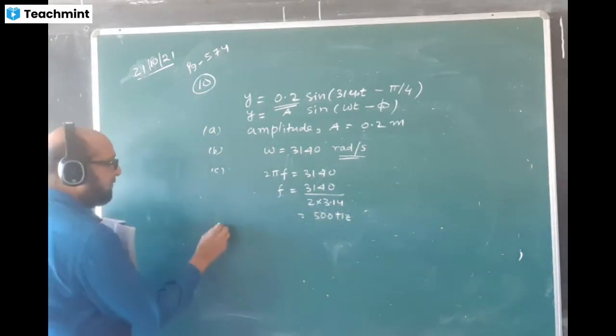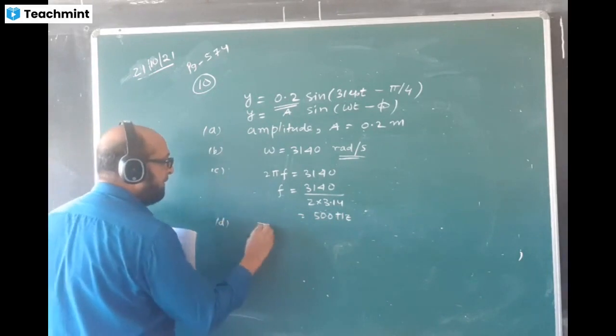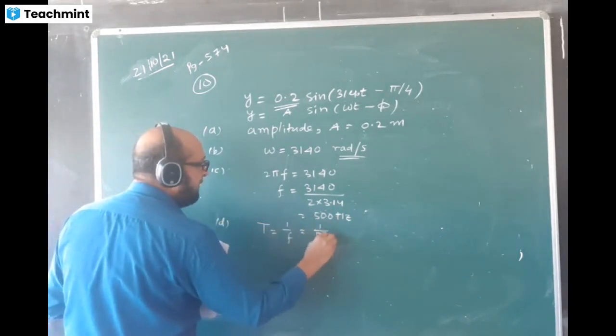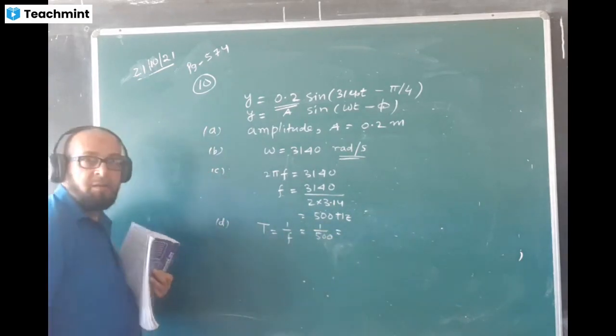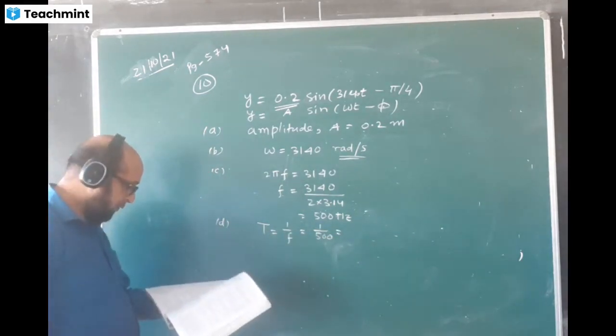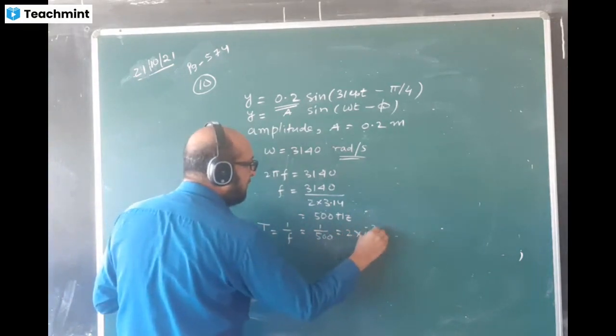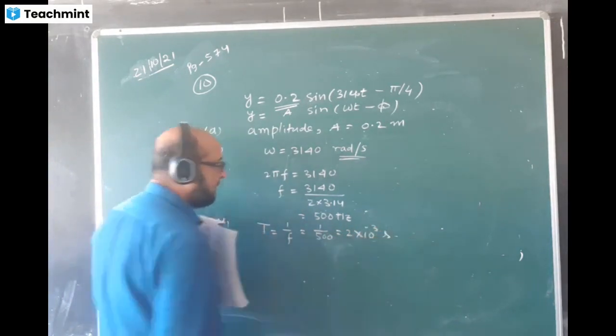After that, question is asking find time period. Time period formula we have 1 by f. 1 upon 500, and answer will come 2 into 10 to the power minus 3 is answer given. That answer only will come. Seconds.